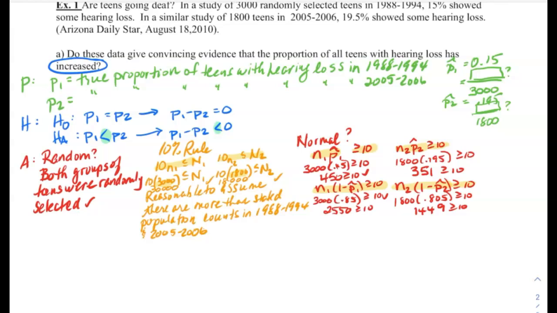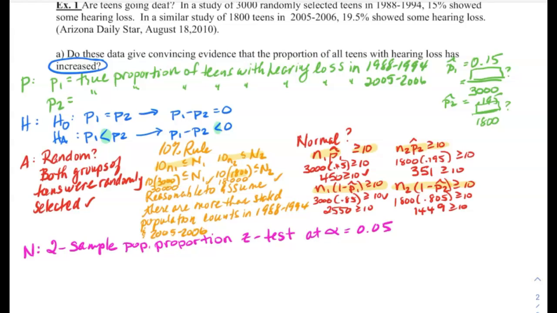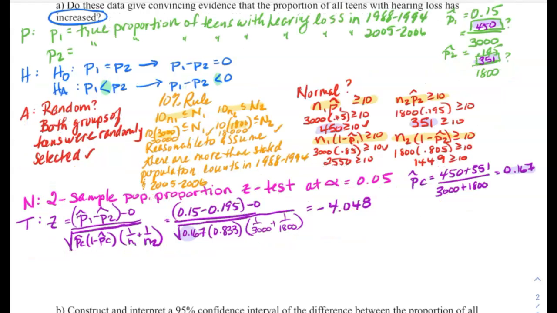So next we're on to name. All right, also on to the name. This is a 2 sample now. It's a proportion, population proportion. It's a z-test. And again, since they didn't tell us the alpha, it would be at 0.05. So next is on to the test statistic. So z equals. All right, so here is test statistic.